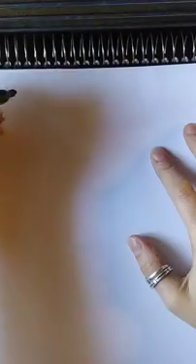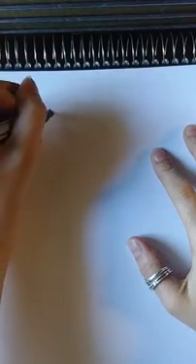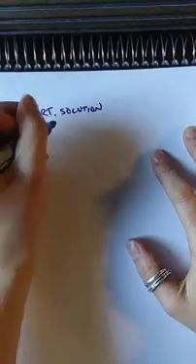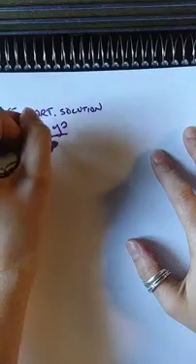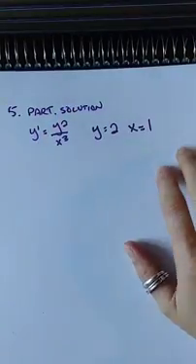We're going to talk about question 5 from the differential equation worksheet. So this is asking for the particular solution. And this equation is y prime equals y squared over x cubed. And our initial condition is y equals 2 when x equals 1.